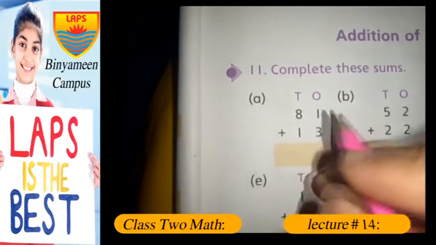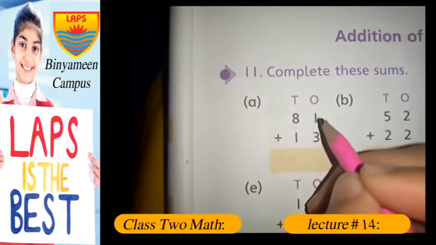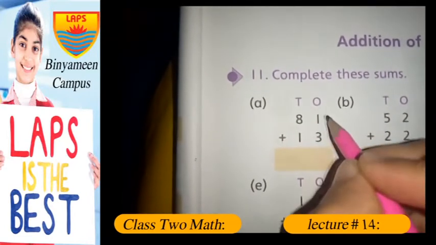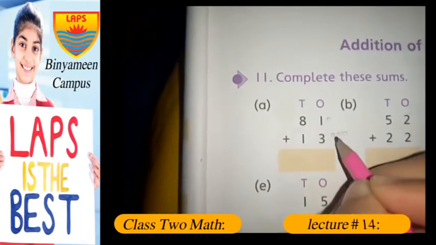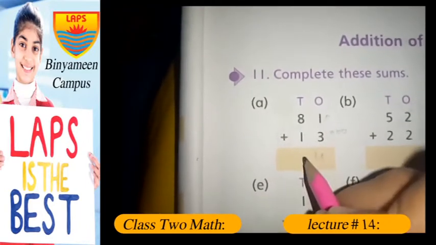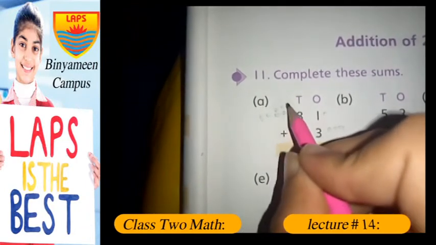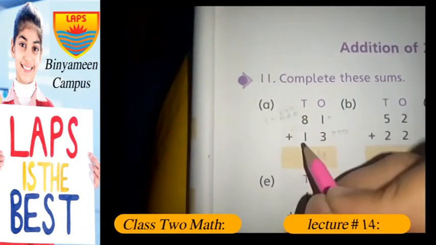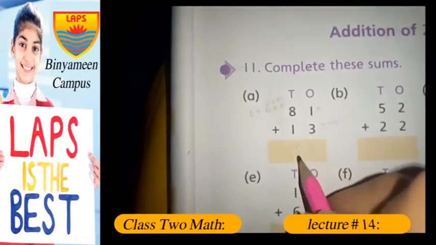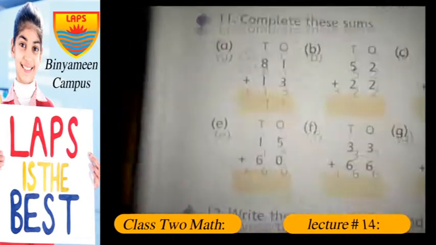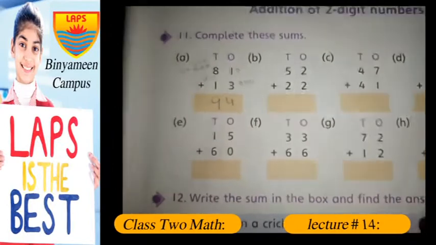Like the first one here, it says 1 and 3. 1 and 3 actually makes 4, or you can draw bubbles here too. 1 2 3 4, it makes 4. 8 and 1 makes 1 2 3 4 5 6 7 8 and 1, and if you count this bubble it makes 9, so the answer is 94. And just like that you have to solve all the other problems here too.